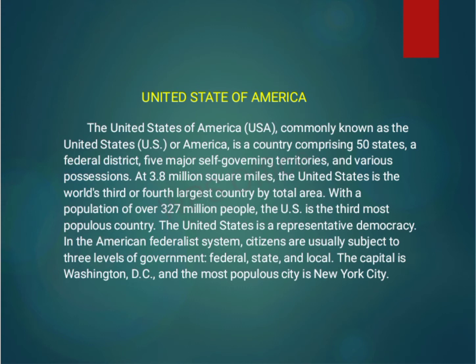The United States is a representative democracy. So, pag sinabing democracy, a system of government by the whole population or all the eligible members of a state, typically through elected representatives. Sabi pa dito, in the American federalist system, citizens are usually subject to the 3 levels of government: federal, states, and local.